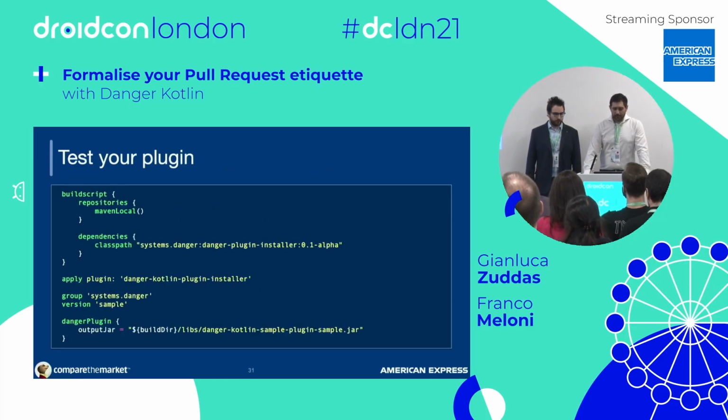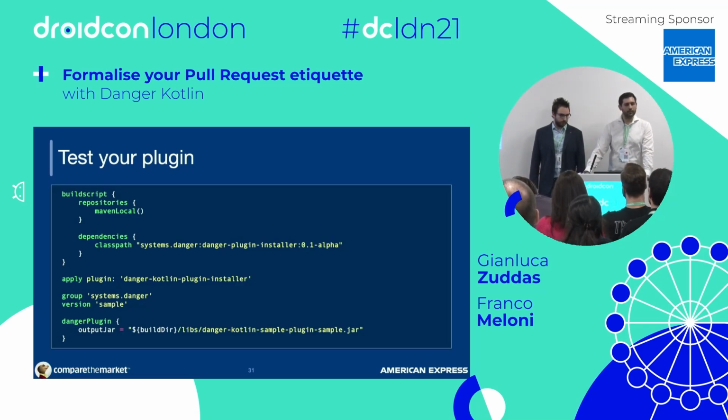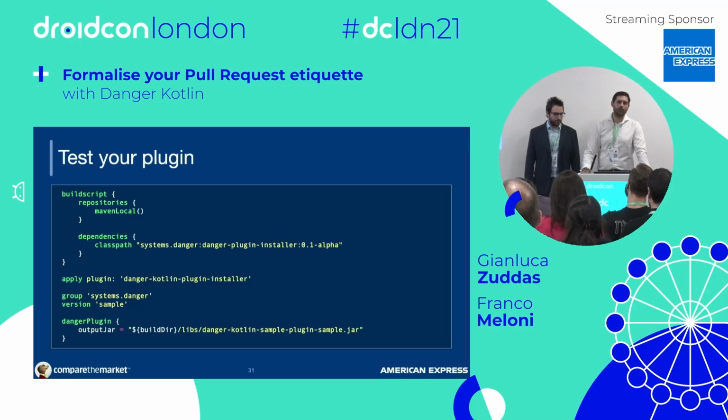And yes, there is also a way to test your plugin directly on CI. The steps are using the Danger plugin installer that comes together when you install Danger Kotlin on your local machine. Apply your plugin, and then the output jar produced from your plugin needs to be uploaded inside the Danger Kotlin local repo, so Danger can see that, and you can use the jar directly rather than downloading the dependency from Maven.